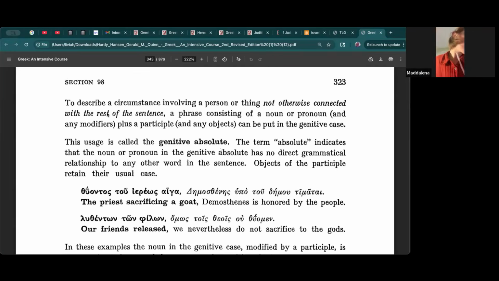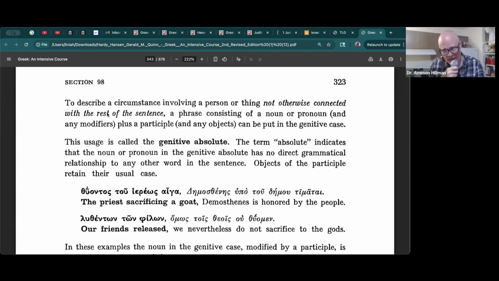It's a phrase. And they say here it's going to consist of a noun or a pronoun, plus any modifiers, and a participle, and they're going to be in the genitive case. That's pretty much it. It's a completely disconnected piece of information that helps to explain what's going on. And they tell you that the term absolute indicates the noun or pronoun, and the genitive absolute has no direct grammatical relationship to any other word in the sentence. Objects of the participle retain their usual case.